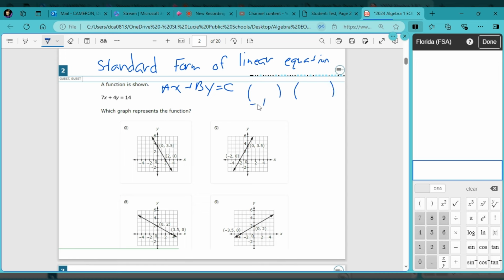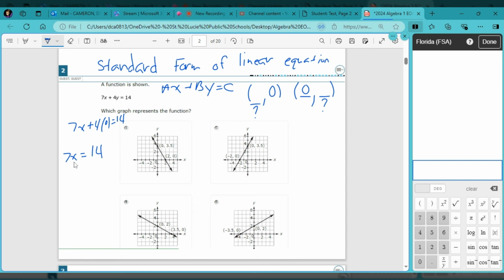To find your x-intercept, you say, what is x when y is 0? And then the same thing for the y-intercept: what is y when x is 0? So if I plug in a 0 for the y, 7x plus 4 times 0 equals 14. 4 times 0 is 0. You have 7x equals 14.